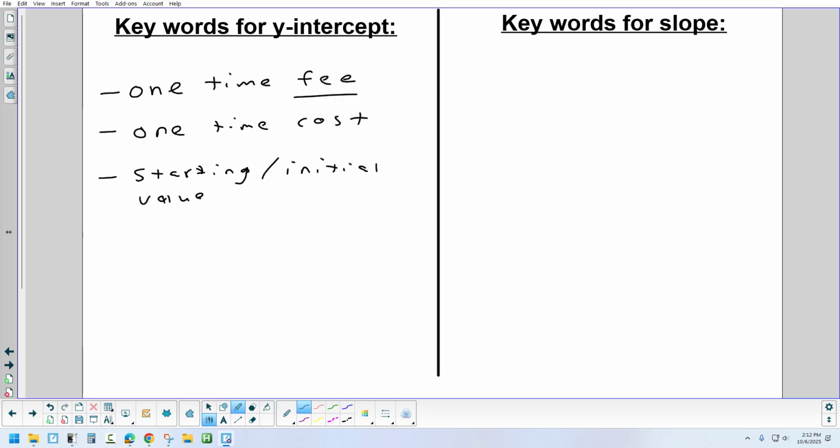Okay, what are some words that mean slope? If you see the word per, like the cost to publish the yearbook is $20 per book. That's not a one-time fee. If the school is printing a yearbook and it costs them $20 per book, they have to pay $20 every time they print them. So that's a slope, something that keeps happening.